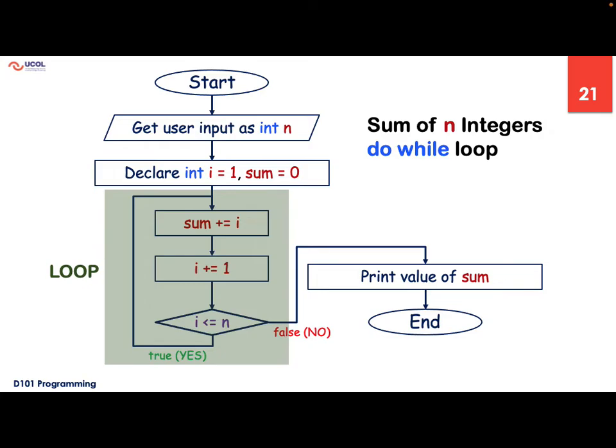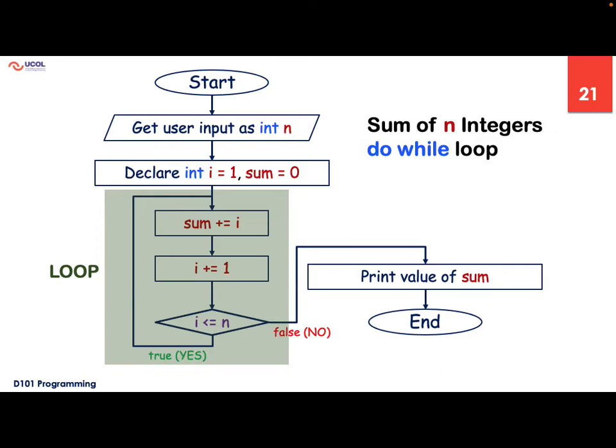So we need to make sure we validate that n should be at least 1. Again, what can we do? We can simply put that particular thing inside the loop and check that if n is less than or equal to 0, ask the user to enter the value of n again. Do while.